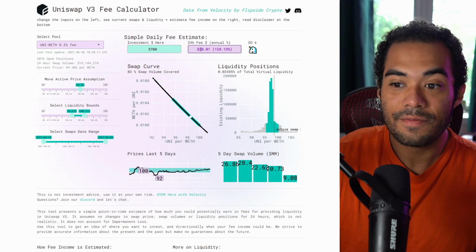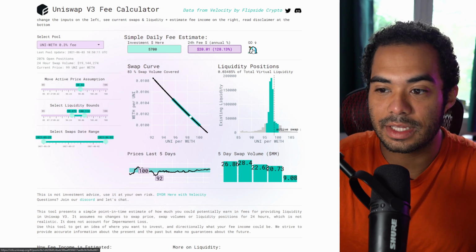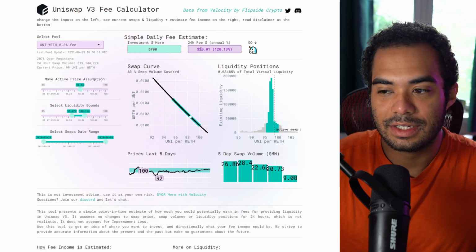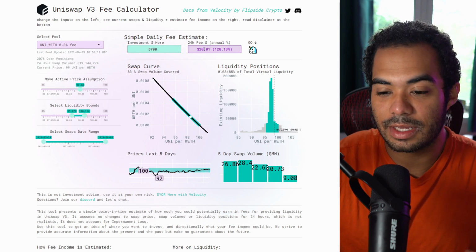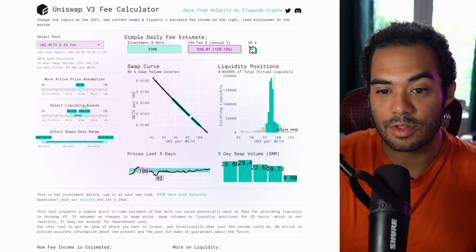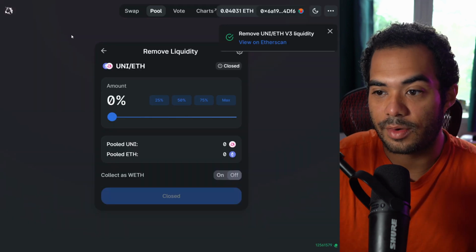And again, I think this 24-hour fee calculator is, believe it or not, actually underrepresenting what you might get in returns. From what I've seen, I got a lot more than $40 the other day when I did that. Here we go.